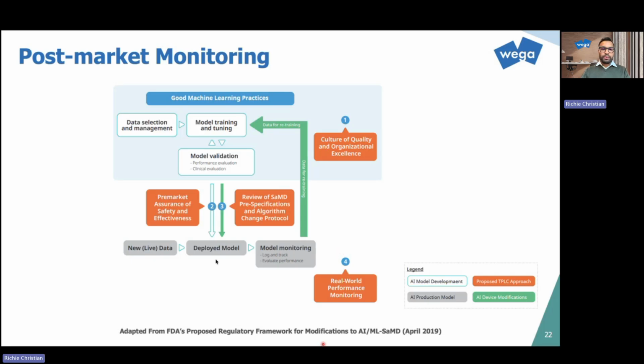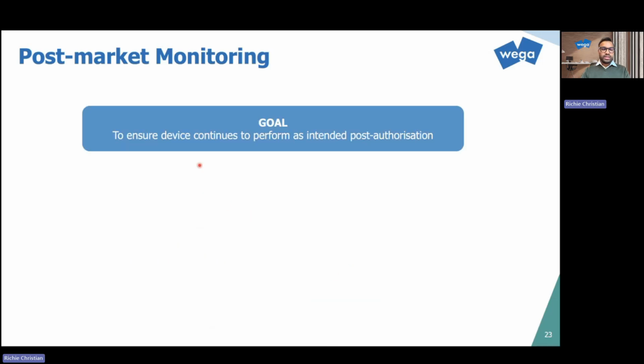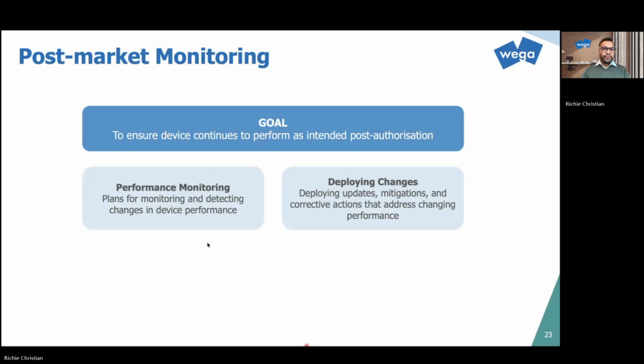So it's super important that the real world performance of these devices is monitored. And the goal is to make sure that the device performs the same as it did before authorization as it does after authorization. So here, the FDA expects that you have plans for monitoring and detecting changes in device performance. So you have a performance monitoring plan, and you would just say, these are the variables that you care about, and these are the thresholds or metrics that you're tracking.